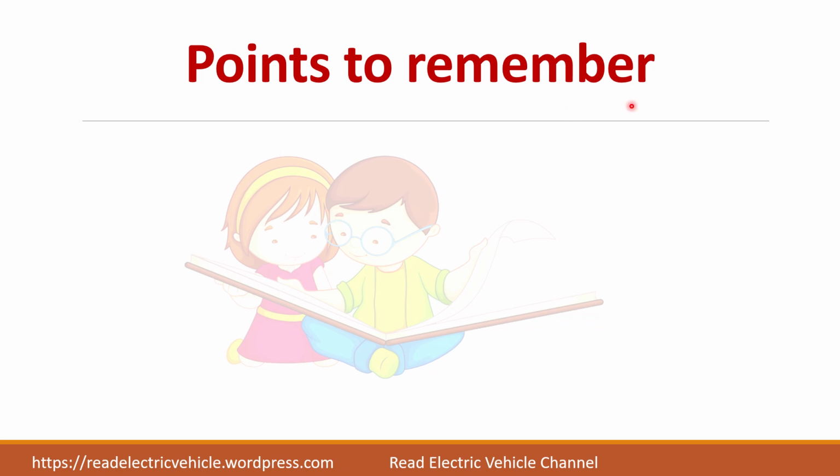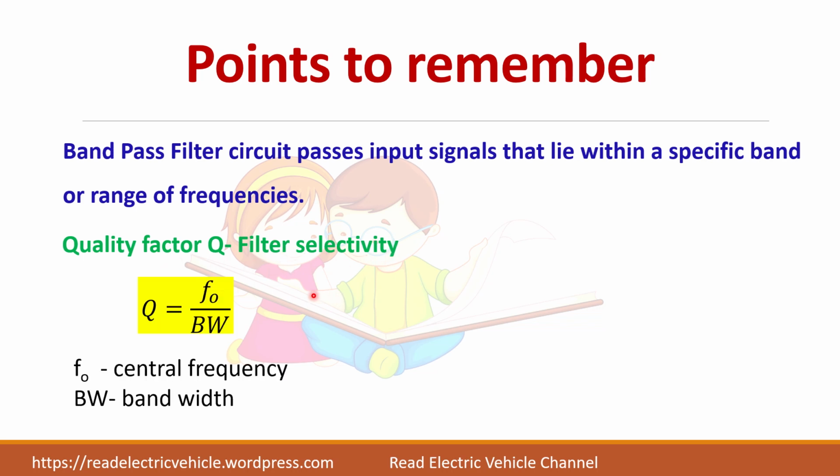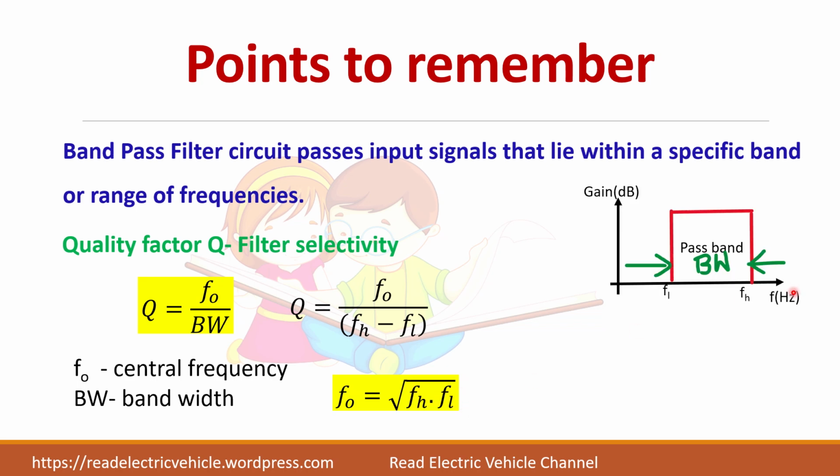So let us recall what we have seen so far. A bandpass filter will allow input signals that lie within a specific band of frequency. Quality factor will determine the filter selectivity, which is given by F naught by bandwidth. So F naught is equal to root of FH into FL, where FH is the higher cutoff frequency and FL is the lower cutoff frequency. And this is the characteristic of a bandpass filter.